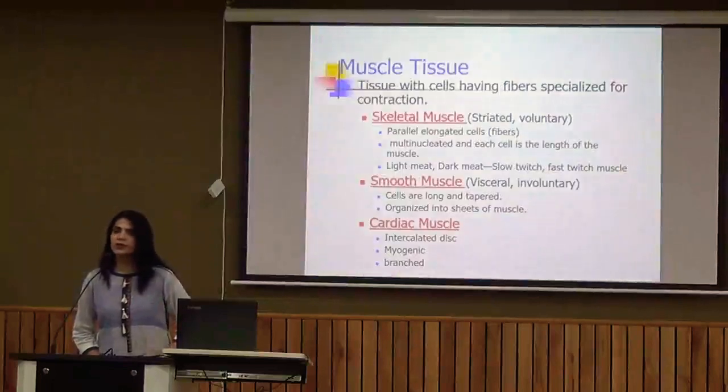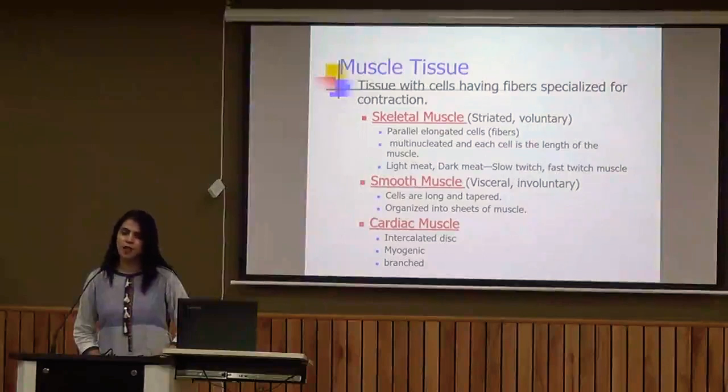Now, the third kind of animal tissue which we are going to talk about is the muscle tissue. These are the tissue with cells having fibers specialized for contraction. We are having three types of muscles. Skeletal muscle, we also call them striated muscle. Why do we call them striated muscle? Because we are having alternate light and dark bands. We also call them voluntary muscle.